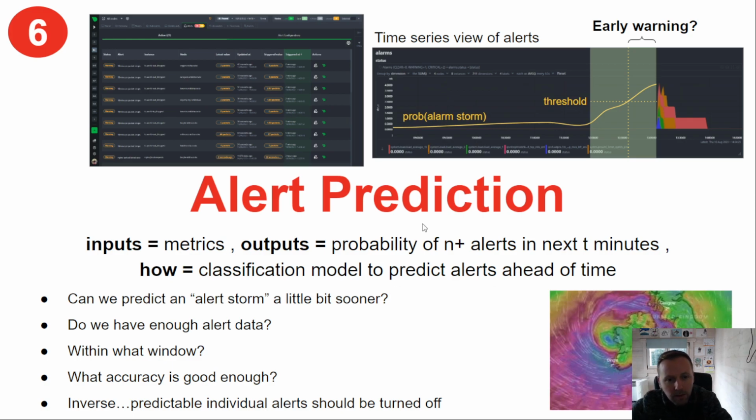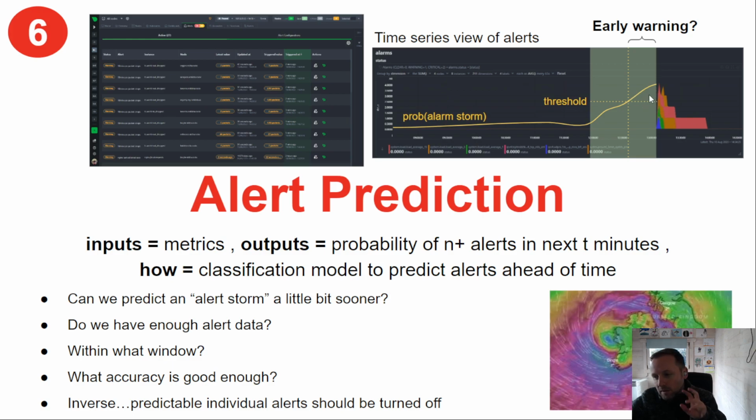So the problem now is we're trying to come up with this probability of an alarm storm, or whatever you call it, as a measure across your system. Once you have this model trained, you can ask what's the probability, according to this model, that there's going to be an alarm storm in the next 10 minutes. The idea is that if you can make this work, you potentially get a bit more of an early warning. Once this probability score goes beyond a certain threshold, you can have a little bit of lead time before the alerts actually happen.